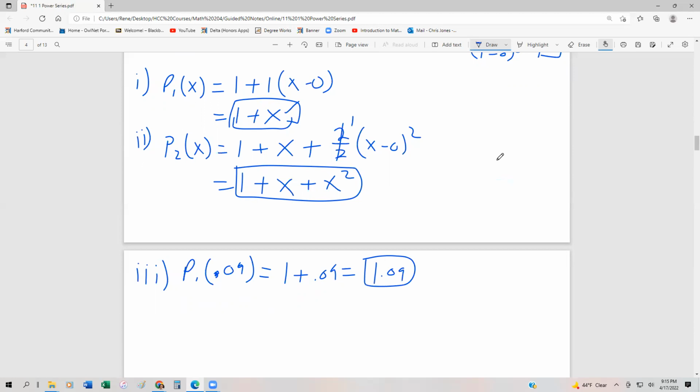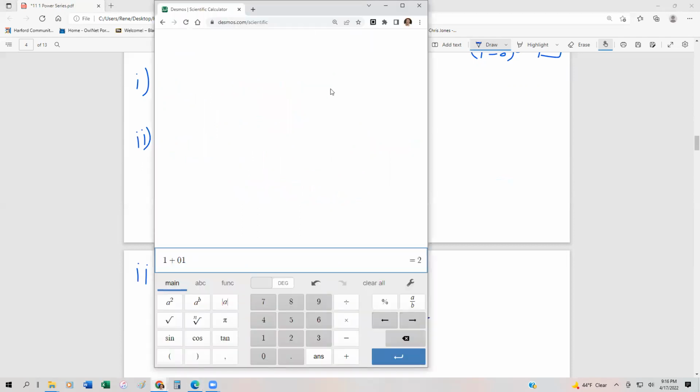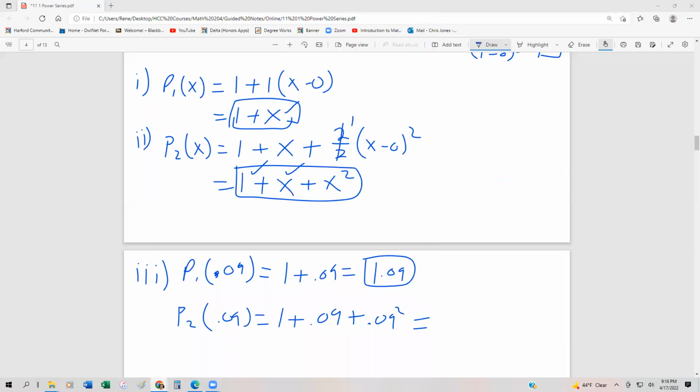That's why we like local linear approximations, because they're usually really easy. P sub 2 of 0.09 is going to be equal to 1 plus 0.09, which was x, plus 0.09 squared. If I substitute that into the calculator, 1 plus 0.09 plus 0.09 squared, that gives us 1.0981.